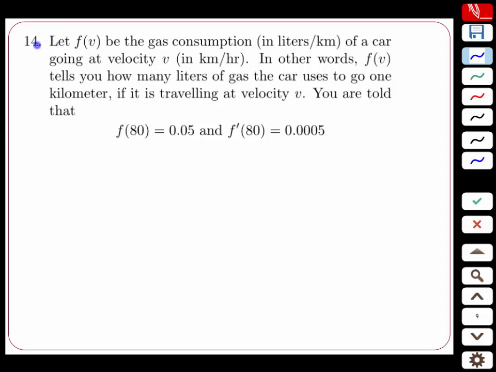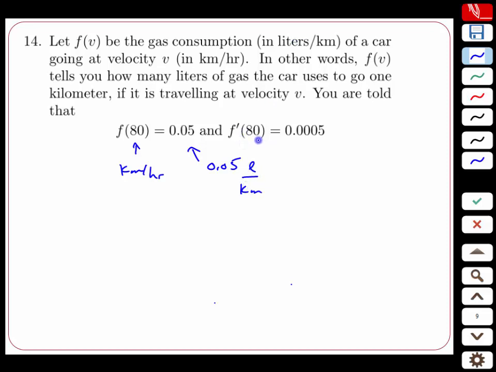Here we're going to look at question 14, where we have a function that takes in a velocity v, or a speed v, where the function returns the gas consumption in liters per kilometer of a car. And so the idea is, depending on how fast you're driving, you get different gas consumption. We're told here that when we're going at 80 kilometers per hour, we are consuming 0.05 liters per kilometer.